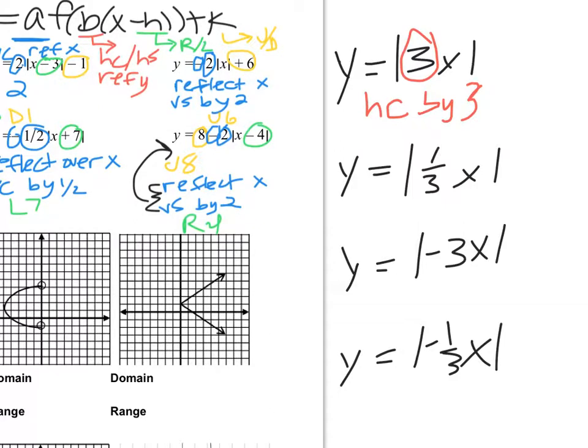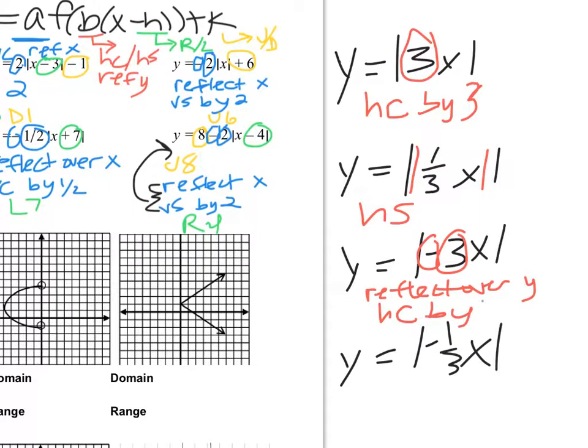So looking at 1/3, since it's inside my absolute value bars, it's going to be horizontal, and instead of vertically compressing, it's going to horizontally stretch. It still can do 2 things though. So here, the negative now means reflect over y, and the 3 means horizontally compress by 3. Then I have a negative again, so reflect over the y-axis and horizontally stretch by 1/3.